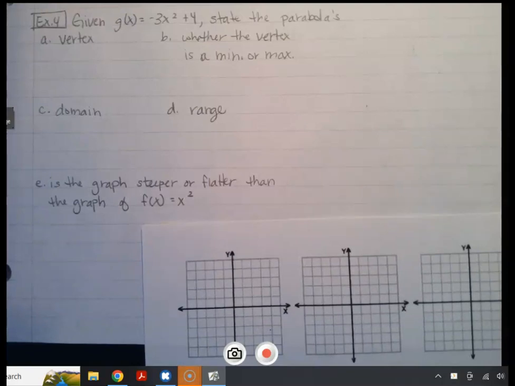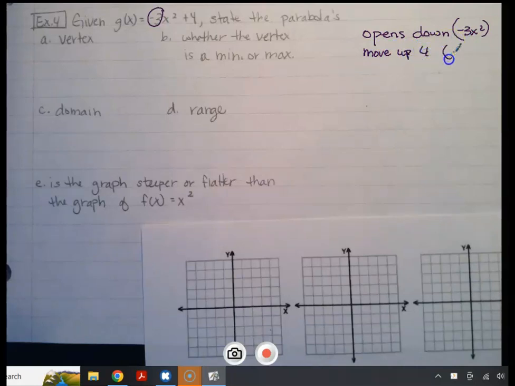Okay, so I heard the -3 tells us that it's going to be face down, or we're going to say that it opens down because of the -3x squared. All right, and then you said the plus 4, and the vertex is going to be 0, 4. Okay, some things that we could tell there.